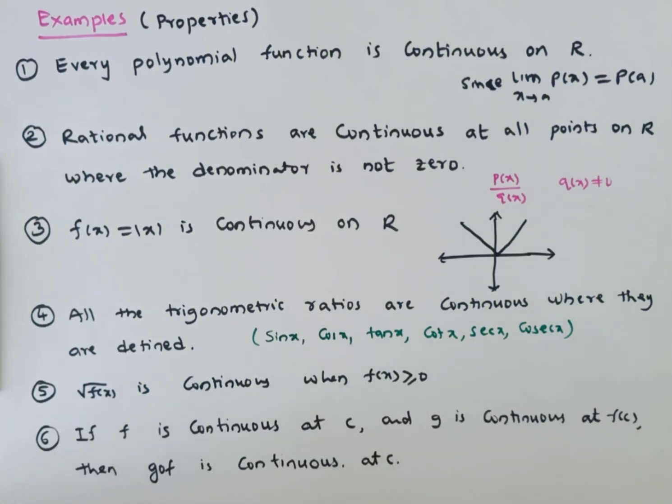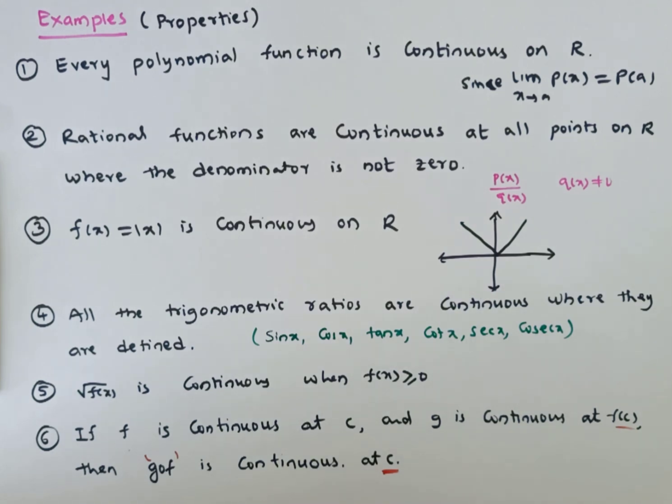So the last property: if f is continuous at c and g is continuous at f of c, then the composition g compose f is also continuous at c. So this defines the composite functions. As we know, the composite definition in functions, right? So g compose f is continuous at c whenever f is continuous at c and g is continuous at f of c.